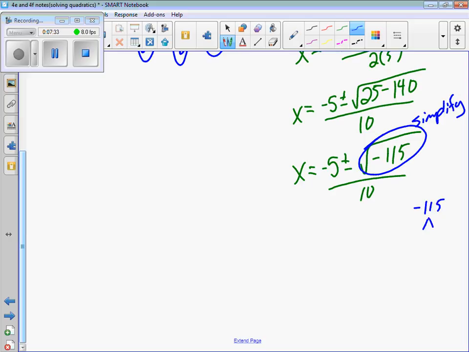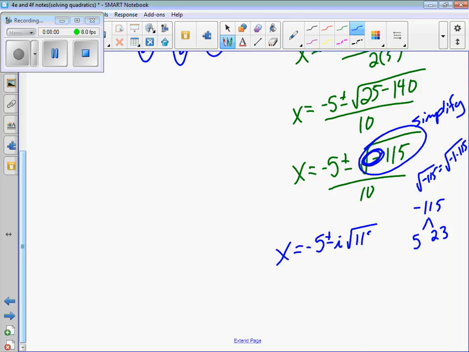So we have 5 and 23. No, can't break it down. So the only thing I can do is this negative. Remember that the square root of -115 is the same thing as the square root of -1 times 115. The square root of -1 is i. So we have -5 plus or minus i square root of 115 over 10.